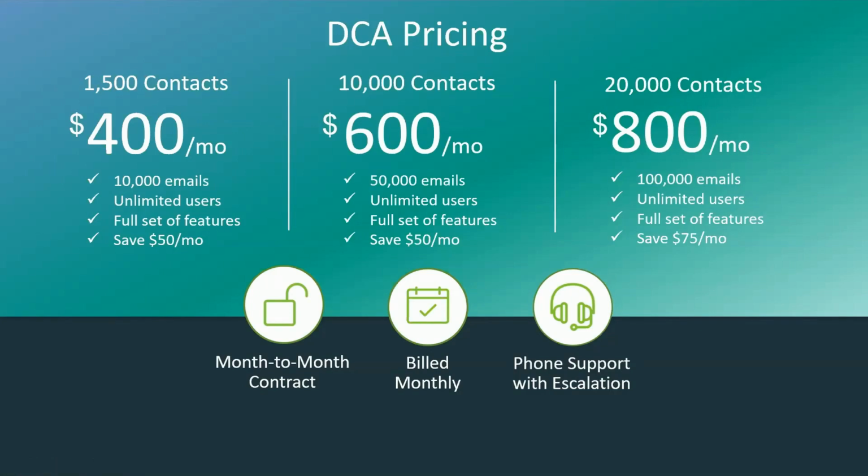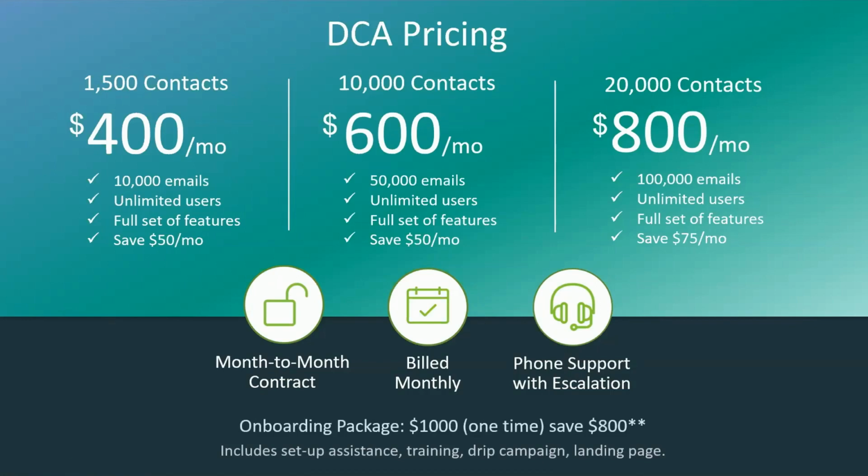You get a lot of different things here. And you see here, save $50 per month, save $50 per month, save $75 per month. I'm going to explain to you what that means in just one second. Again, I want to reiterate, month-to-month contract, billed monthly instead of annually, and phone support with escalation.